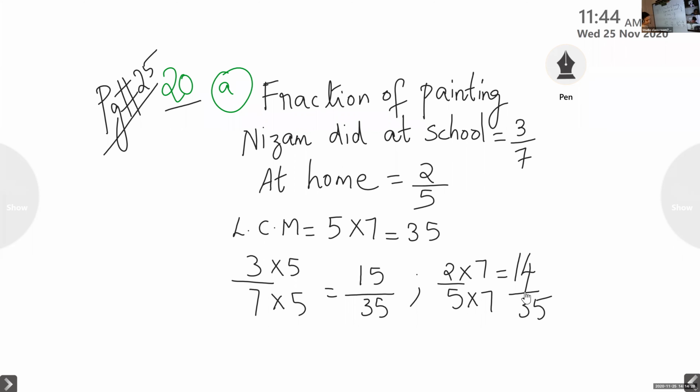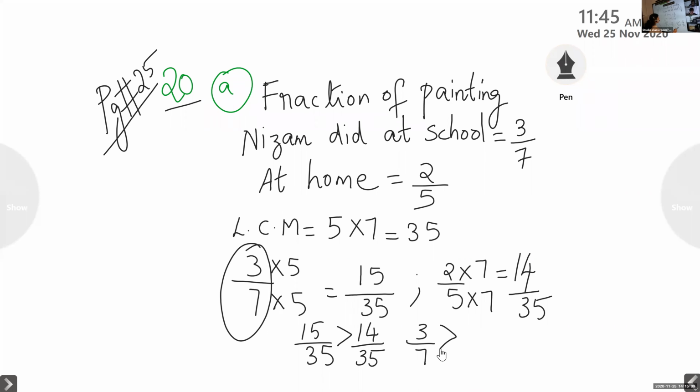So we can write here 15 by 35 is greater than 14 by 35. Children, you have to remember that you have to do B also. So don't take all the lines, then you will not get place to write question number B. So 15 by 35 is greater than 14 by 35. So therefore, Nizam painted more in school. 15 by 35 is equivalent to 3 by 7. So 3 by 7 is greater than 2 by 5.